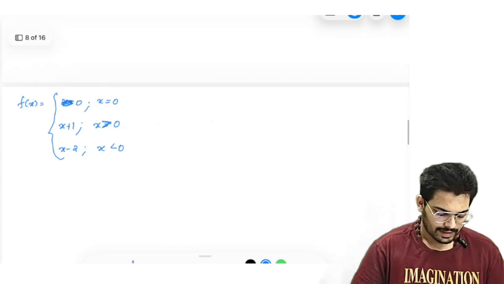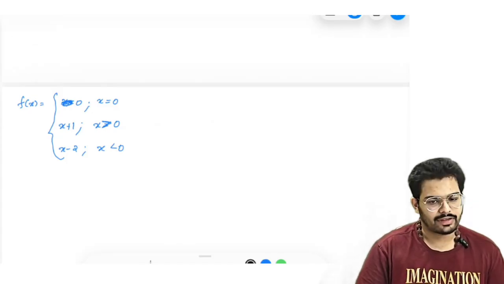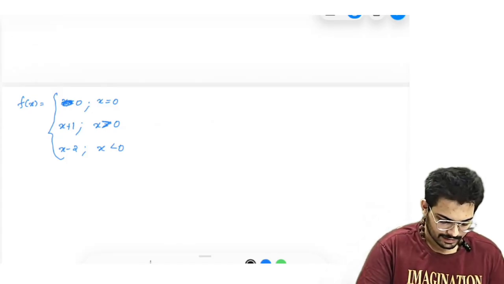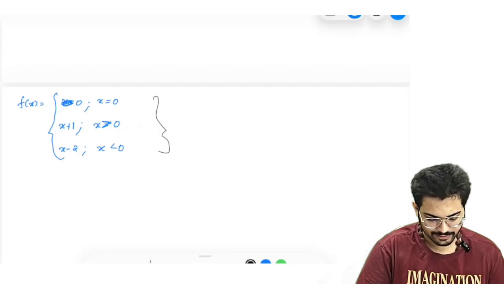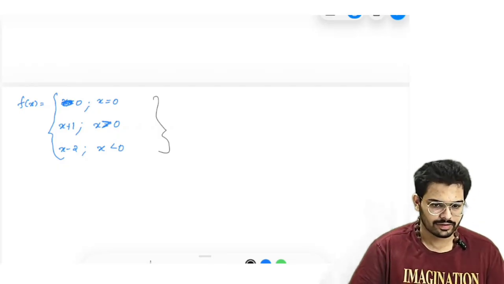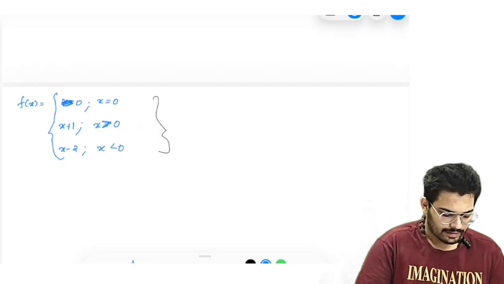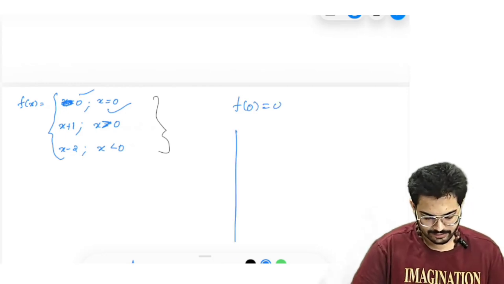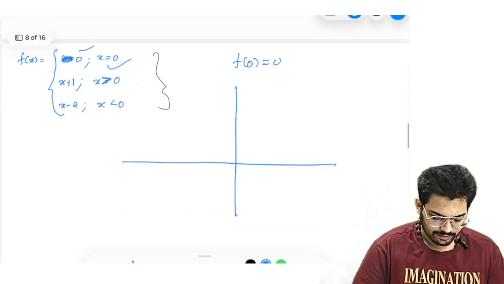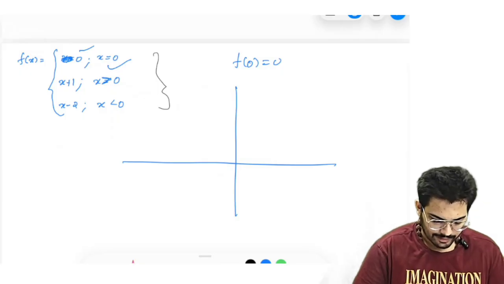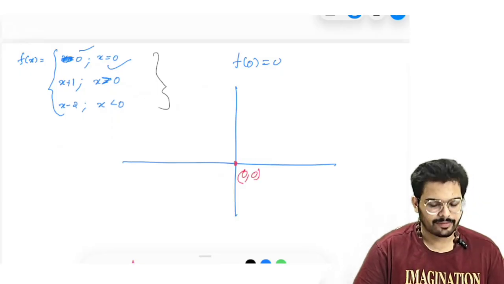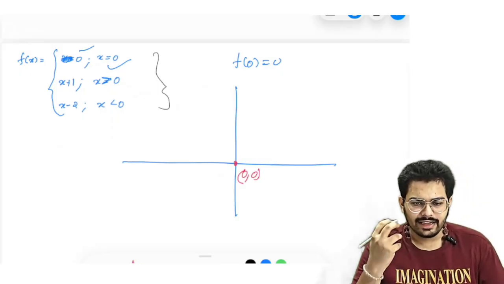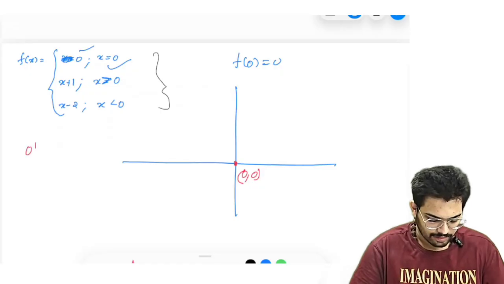In this case, I need to find the value of the function to plot the graph. That is, I am asked whether this function is continuous at x equal to 0, that is, the origin. For that, at the origin f of 0 equal to 0, that is given. That is, at the origin the y value is 0, and (0, 0) is a point. Now we take a slightly positive value, that is 0 plus.